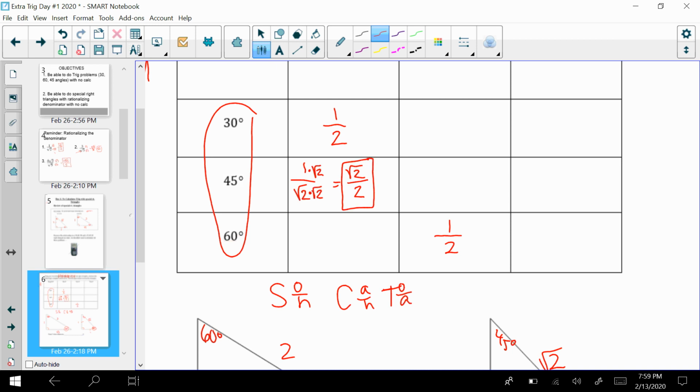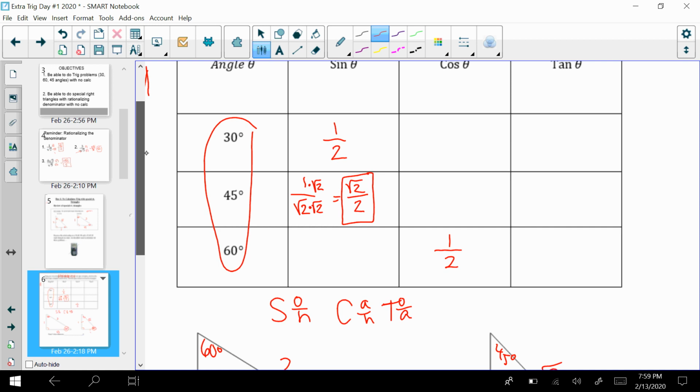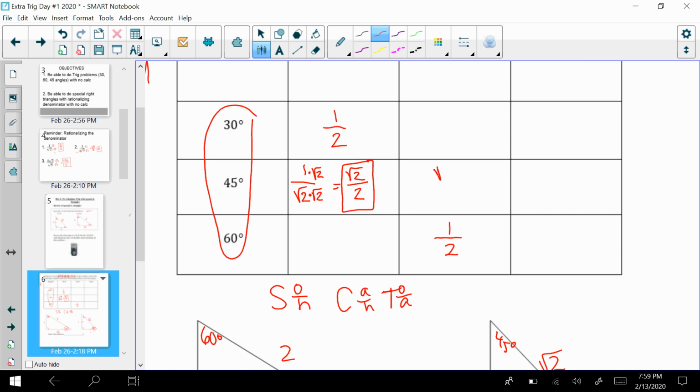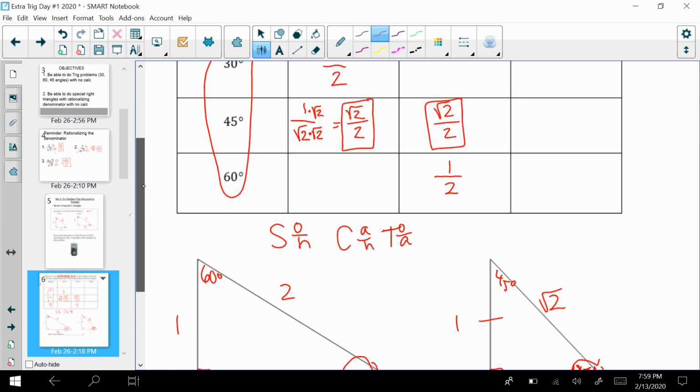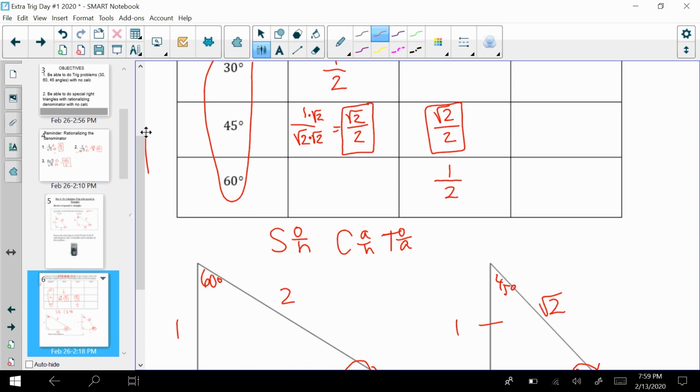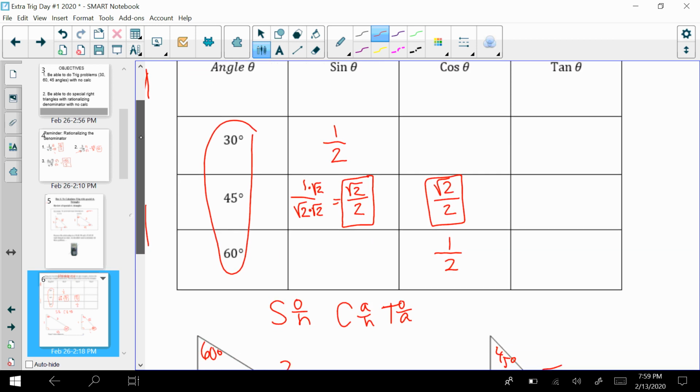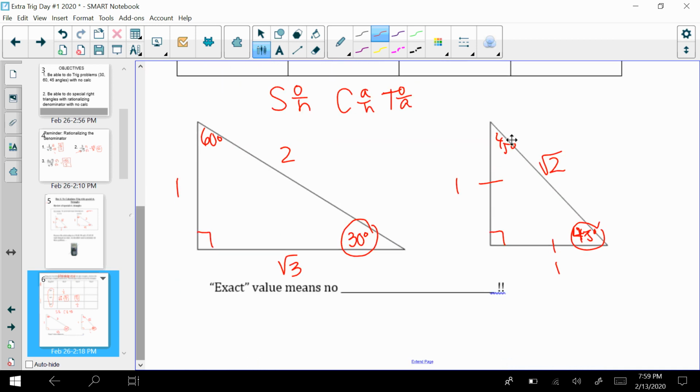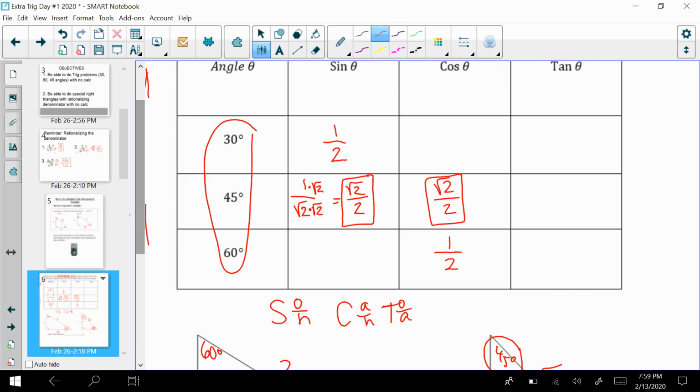So if the sine of 45 is radical 2 over 2, then that means the cosine of 45 is also going to be radical 2 over 2. These are the exact values. They're not rounded decimals. Why? Because remember, they're complements, cofunctions. So sine of 45 has to equal cosine of 45. And you can see here it's going to be the same exact thing. Cosine 45 is adjacent over hypotenuse, it's 1 over radical 2. It's going to be the exact same thing.